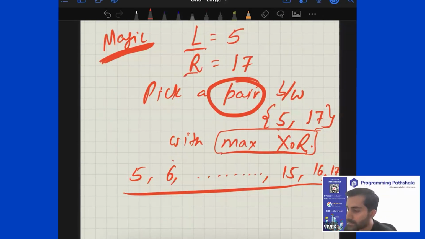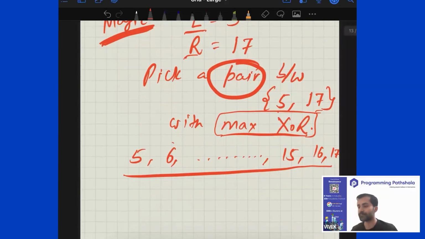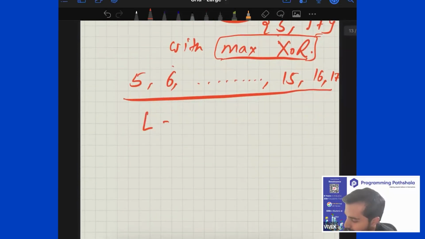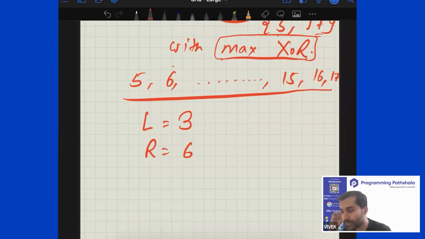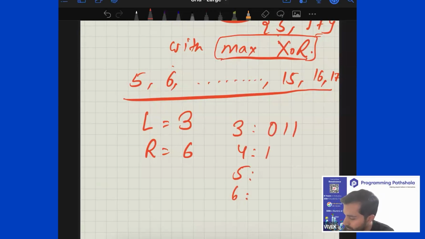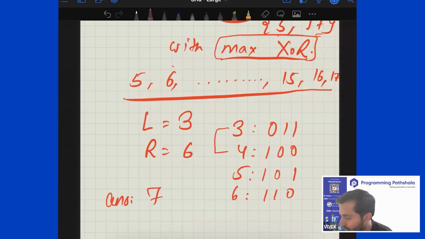So is the question making sense? How many of you understand the question? Diff set bit, would you elaborate? Maybe you guys can have some examples if you'd like to. Let's say L is 3, R is 6. What will be the answer in this case? What are those two numbers which would have the maximum XOR? 3, 4, 5, 6. 3 is this, 4 is that, 5 is this, and 6 is that. What will be the value of 3 XOR 4? 7. How many of you believe that the answer will be 7 for this case?